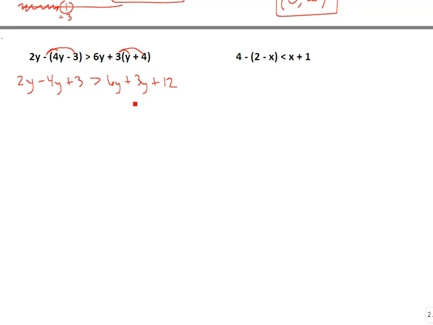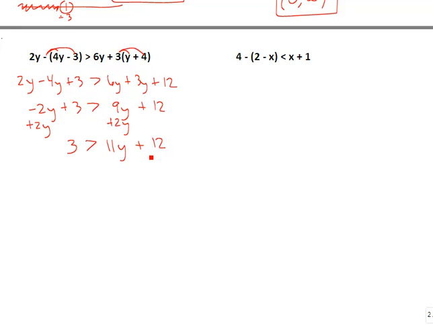Now you have a couple of like terms on both sides, so clean that up first before you start moving terms around. 2y minus 4y is negative 2y plus 3. 6y plus 3y is 9y plus 12. Now I want to get my y terms together. You can move these terms in either order. You could add 2y or you could subtract 9y. It's up to you. I'm going to add 2y to try and get a positive coefficient in front of that y, and that's going to give me 3 greater than positive 11y plus 12.